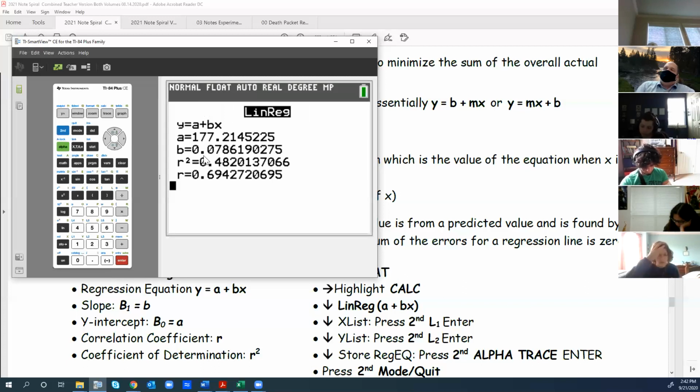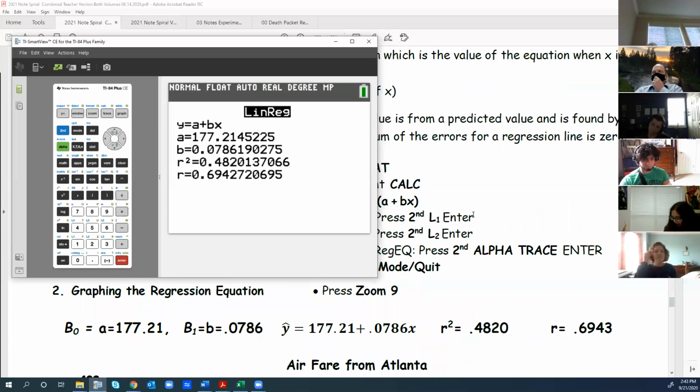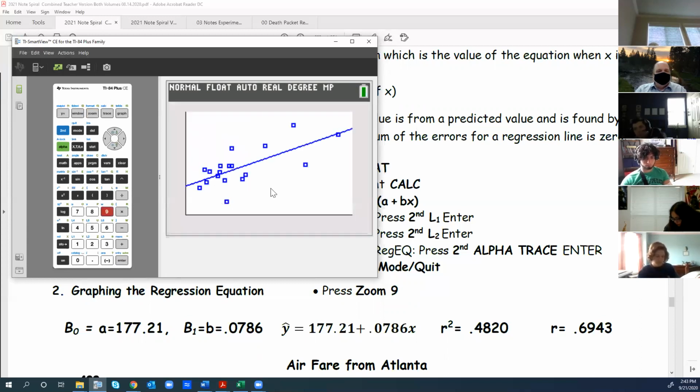We get a y-intercept of 177.21, a slope of 0.0786, r squared, whatever that is, and we'll talk about that in a moment, of 0.48, and an r equal to 0.69. Okay? So those are my check values. And now I'm going to press zoom 9. And sure enough, it fit the regression equation. It fit that line of best fit to my data. Okay?